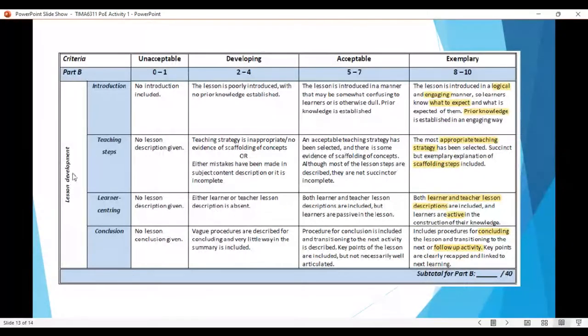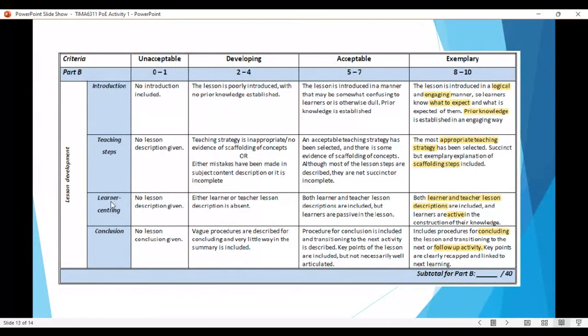Then part B is your lesson development. So this whole rubric is applicable to section H of your lesson plan. The introduction, the lesson is introduced in a logical and engaging manner so learners know what to expect and what is expected of them. Prior knowledge is established in an engaging way. So wow us with this intro.